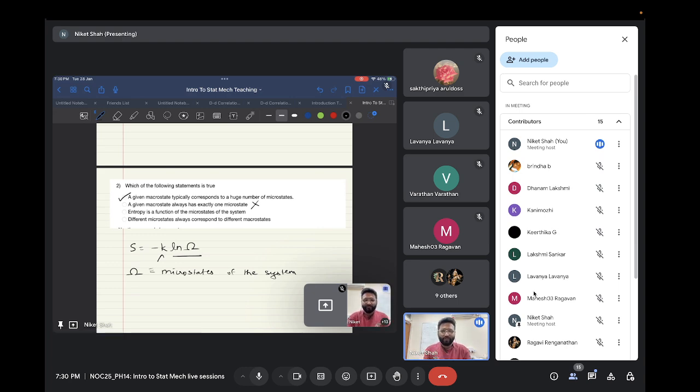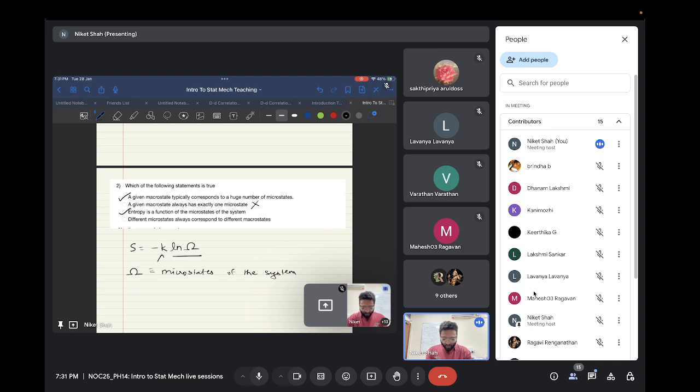What's the significance of entropy as a physical quantity as well? As a physical quantity, it represents something, but as a numerical quantity also, it is very important. It gives you the connection between the atomic world and the macro world that we see. So entropy is a very important quantity, and it actually depends on the microstates. So option number three is also correct. Entropy is a function of the microstates of the system.